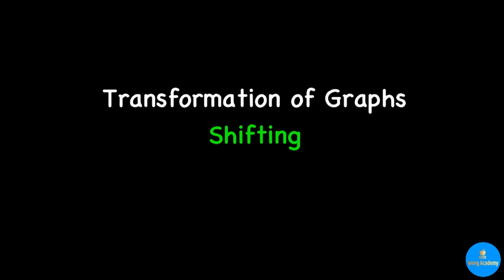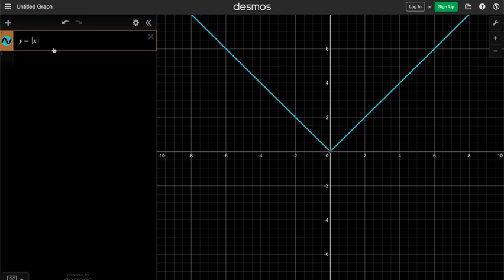In this video, I'm going to talk about transforming graphs by shifting. Let's take a look at the graph y equals absolute value of x on decimals. It is an upward V-shaped graph with an angle of 45 degrees down and 45 degrees up, with the vertex at the point (0, 0).